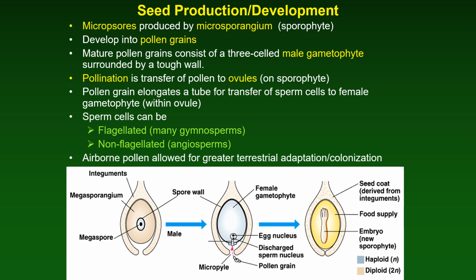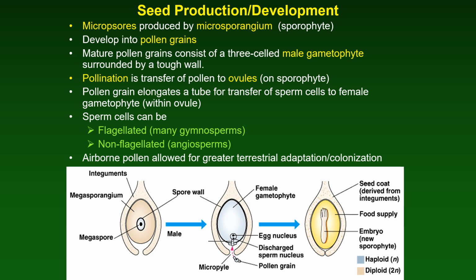The development of the seed was also an adaptation to dry conditions. It allowed the sporophyte to survive for extended periods of dryness as an embryo. Seeds can sometimes survive decades before they germinate.